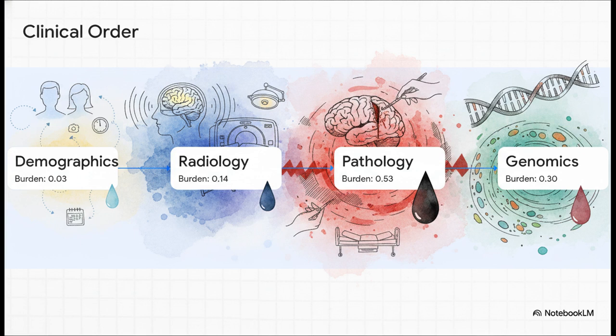But look at Step 3, pathology. This requires a surgical brain biopsy. The clinical burden literally skyrockets to 0.53. It requires an operating room, recovery time, and real physical trauma. Step 4 is genomics, analyzing the tissue with a burden of 0.30. To put that into perspective, the leap from an MRI to a biopsy is absolutely massive.